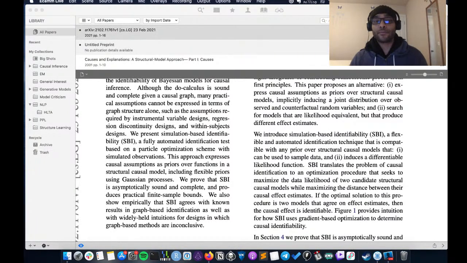But there are some causal queries that can be identified with information above and beyond what's inside the graph, right? So instrumental variables is one example.